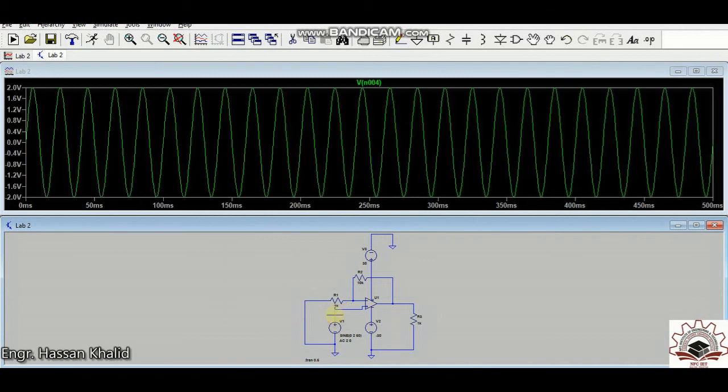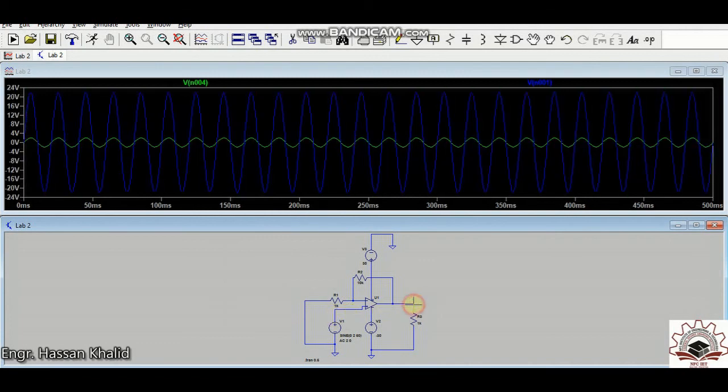This one is the input, this one is the output. Now that is perfectly fine. The positive cycle is being amplified in the same manner as the negative cycle. So I do hope that you now fully understand the importance of the positive and the negative biasing for the operational amplifier 741 IC, and you can perform the lab with all the procedures and the tables that are required in this lab.